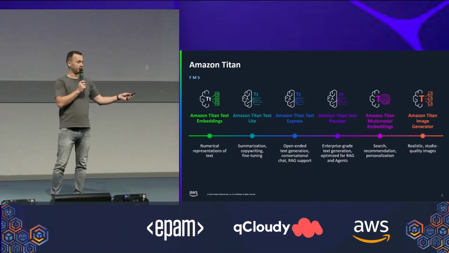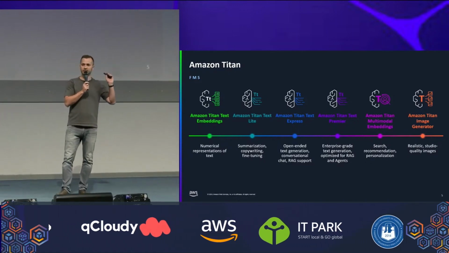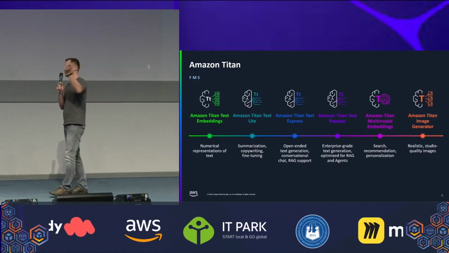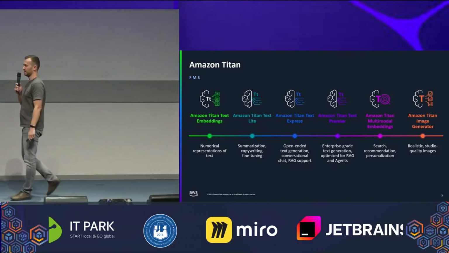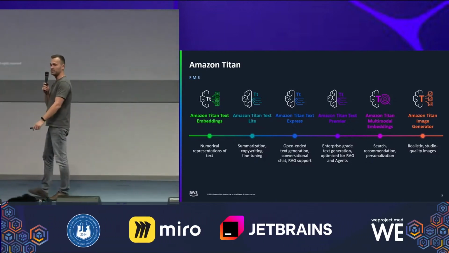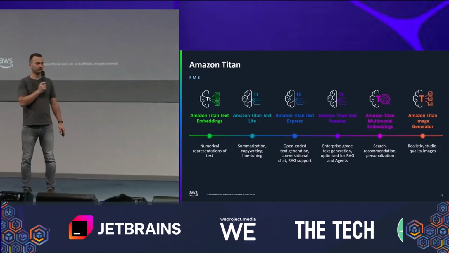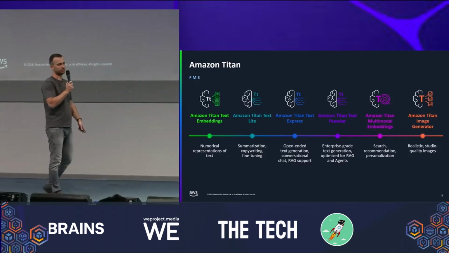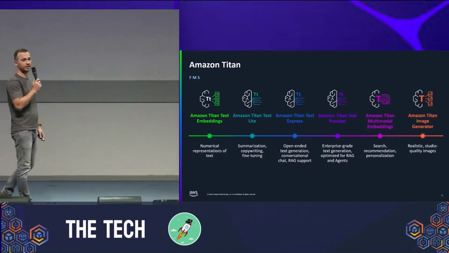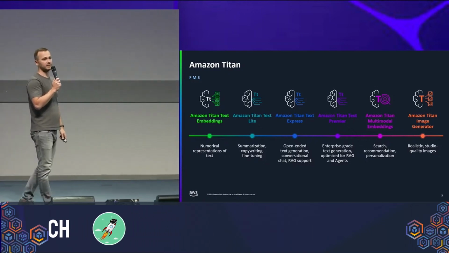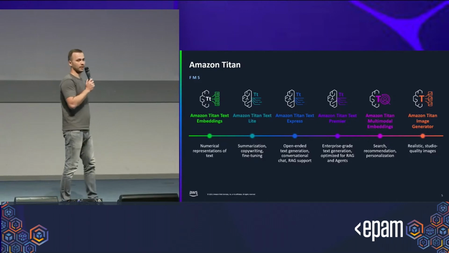Then we have Titan Text in different variations. That's pretty much similar to Claude, from the least intelligent to the most intelligent model. Quite obvious that the least intelligent is Light, and the smartest one is Premium. Then we have Multimodal Embeddings. That's also an embeddings model, but for a little bit more complicated cases like search, recommendations, and personalization. And in the end, Image Generator, that's the image-to-image, text-to-image model, which works with images.